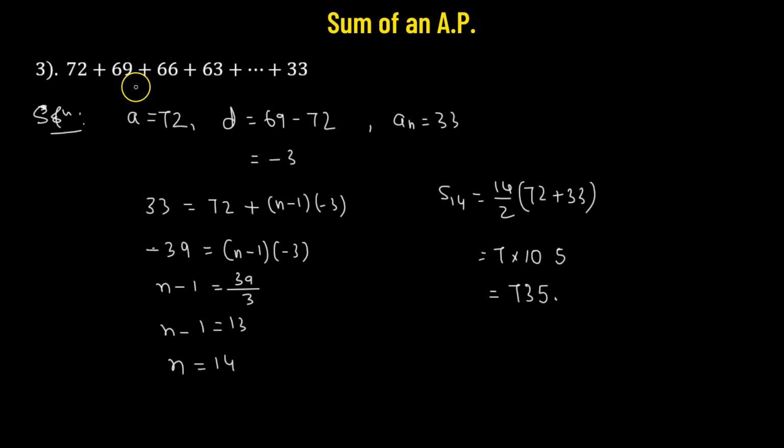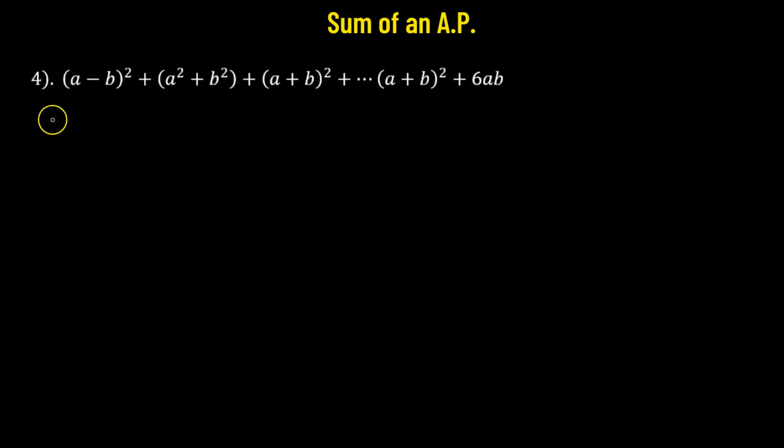Let's move on to the fourth and the final problem. So here in this particular problem, we have our first term. So let's consider the first term to be represented by the letter A in uppercase. That's equal to a minus b whole squared. We'll expand this. This is going to give us a squared minus 2ab plus b squared.